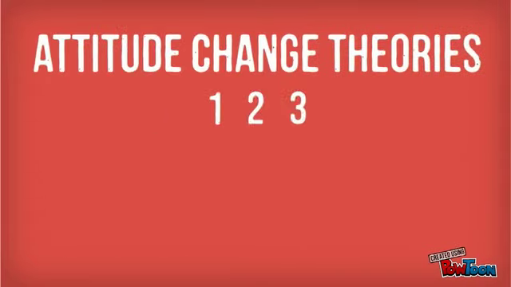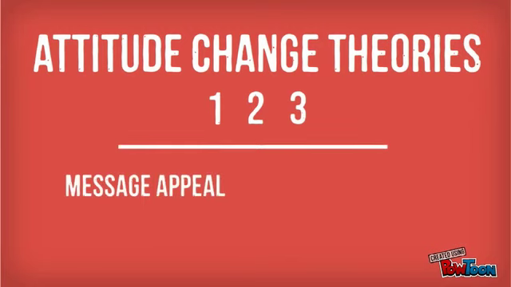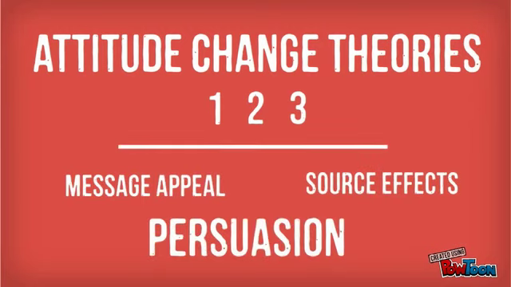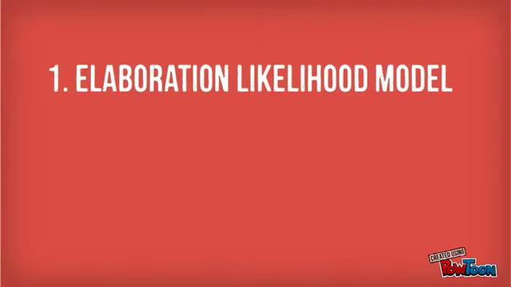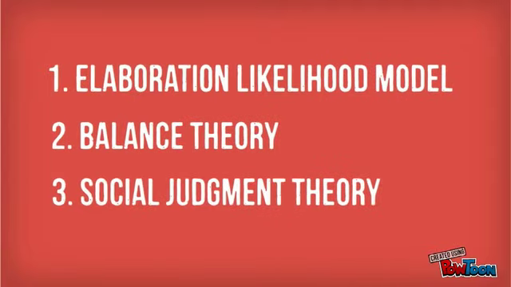By the end of this presentation, you will have an understanding of 3 attitude change theories and how message appeals and source effects enable persuasion. You will also have examples of how marketing a product can be turned around to market yourself. The theories that we'll be looking at are the elaboration likelihood model, the balance theory, and the social judgment theory.